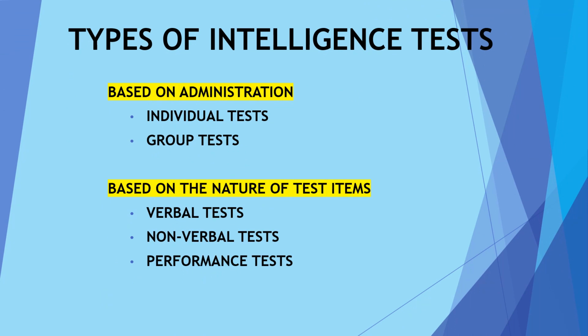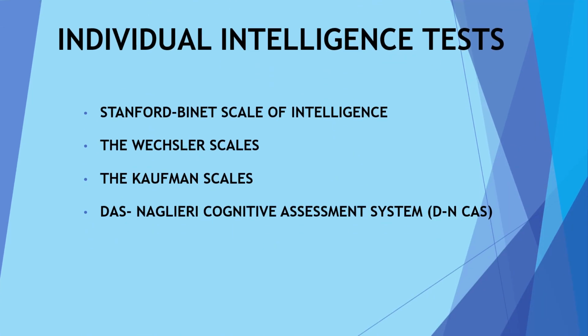Types of intelligence test. First one based on administration. Individual tests are there and group tests are there. Then based on the nature of test item, three kinds: verbal test, non-verbal test and performance test. In this video, we will be learning individual intelligence test.